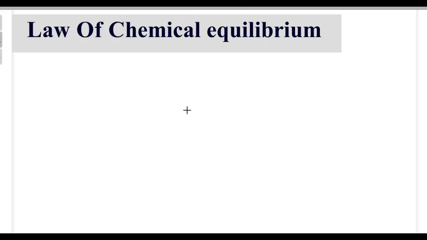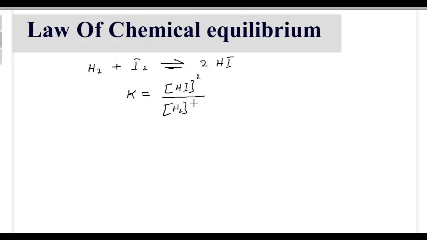Let's take one more example here. For example, we have hydrogen, and that reacts with iodine. How do we write down the equilibrium constant for this particular reaction? The equilibrium constant will be equal to the concentration of the product HI to the power 2, upon the concentration of hydrogen times the concentration of iodine.